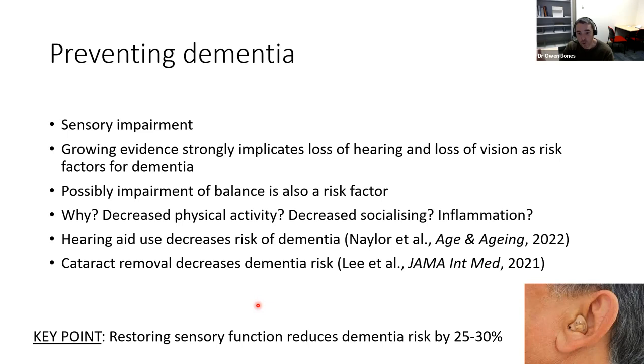Also, we know that these things can trigger the upregulation of inflammation in the brain, including the upregulation of that TNF molecule that I talked about earlier. So what can we do about this? Well, there's very good news here.